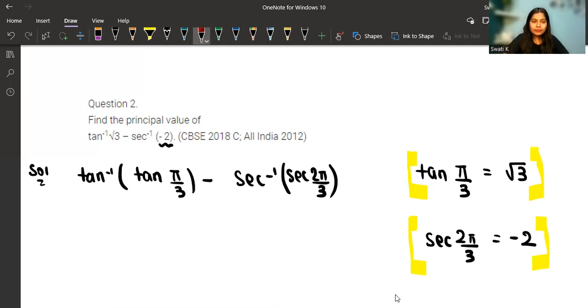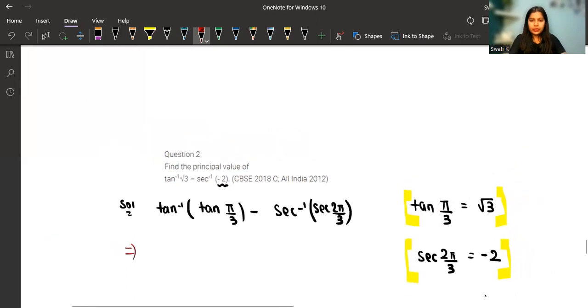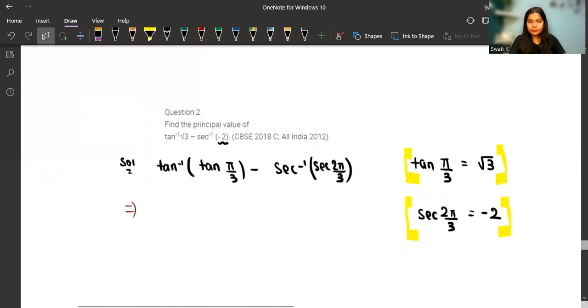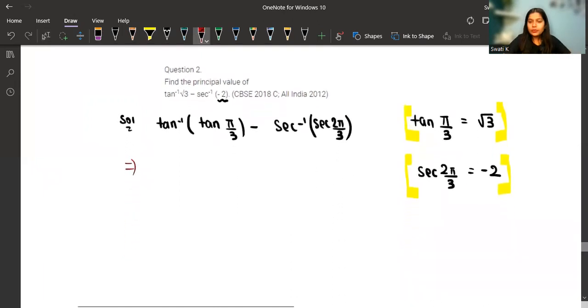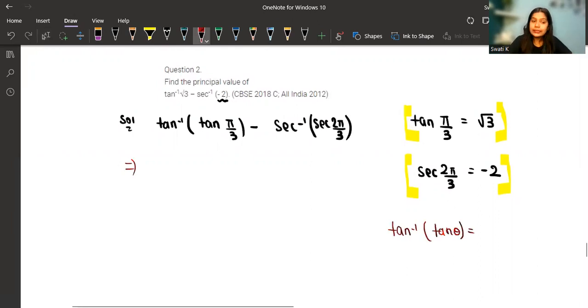All right. There is another formula I'm going to use, which is tan inverse tan theta. Let me make it smaller so that I can write more things. Great. So tan inverse tan theta, the value is theta, where theta has a range. Theta belongs to minus pi by 2 to pi by 2, open bracket.